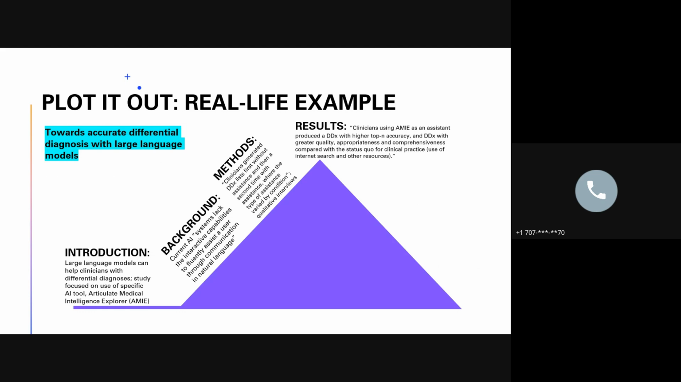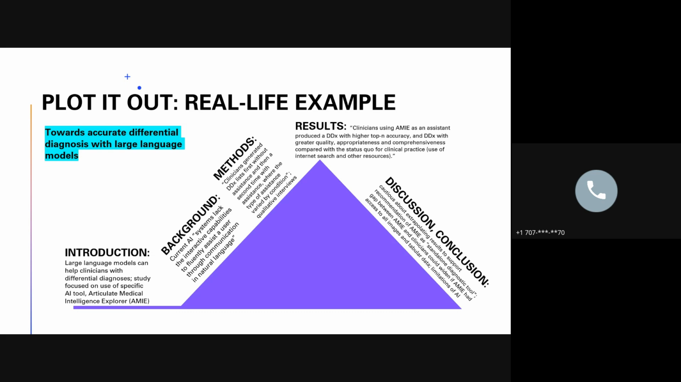The results, so now our understanding of our question is changing. Clinicians using Amy as an assistant produced differential diagnoses with higher top-N accuracy and greater quality, etc. So again, at the beginning we see a problem, we're wondering, is this going to work? We go on a journey to see if it will work, and then the climax of the story, the turning point of the story, is when our understanding of that question changes. And then in our conclusion and discussion, we talk about some of the bigger picture.